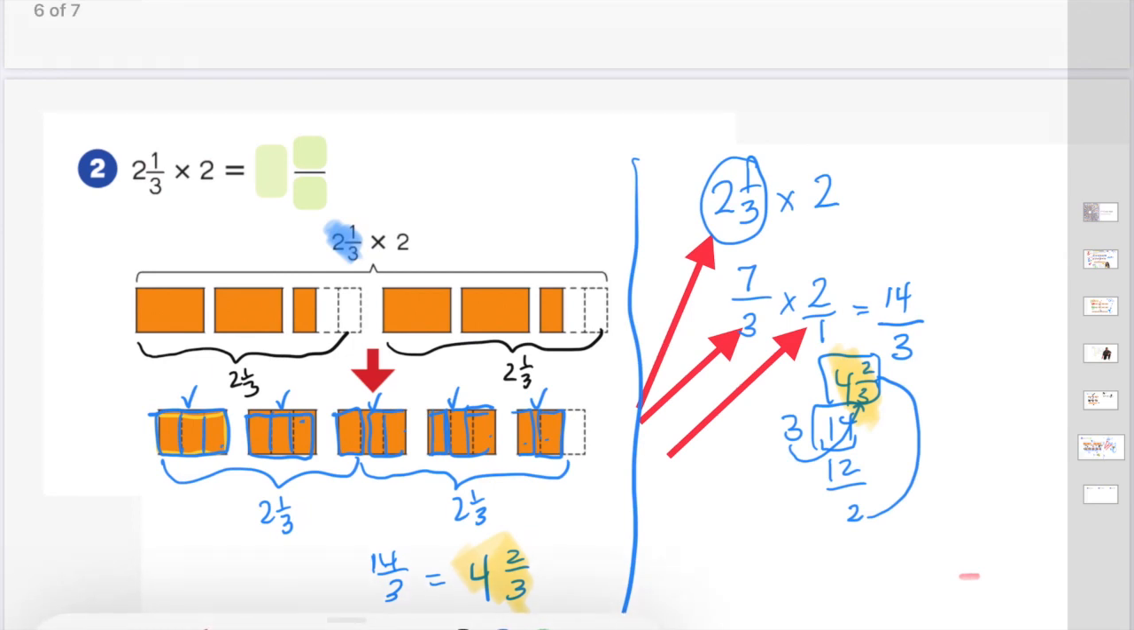Remember that we multiply numerator times numerator, denominator times denominator, and when we have our product, we have to look to see if it can be turned into a mixed number or a whole number. And we also need to make sure that we can simplify, or if we need to simplify, that we do.